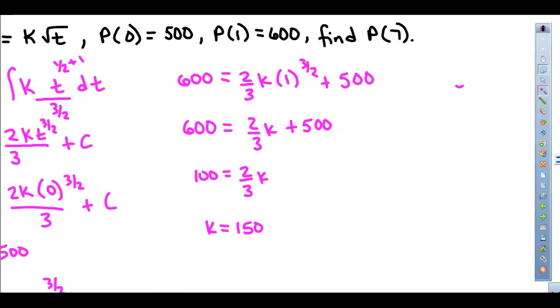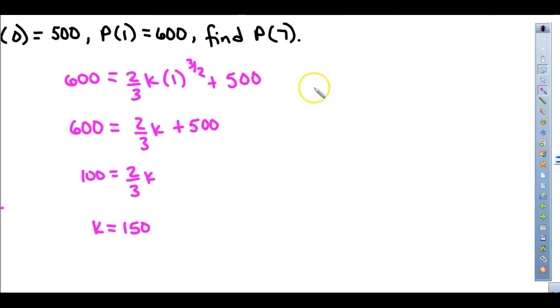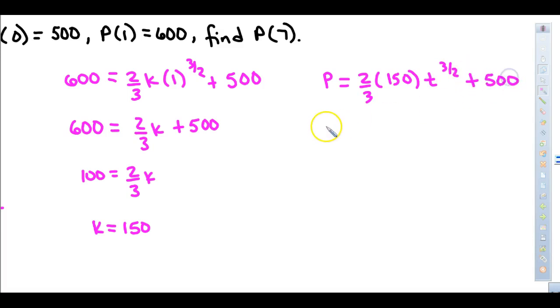Now that I know what K is, then I can figure out that P is 2/3 times K times T to the 3/2 plus 500. So P is equal to, what is that going to be right there? 300 divided by 3 is 100. T to the 3/2 plus 500. So if I want to know what P of 7 is, I'm just going to put 7 right there.